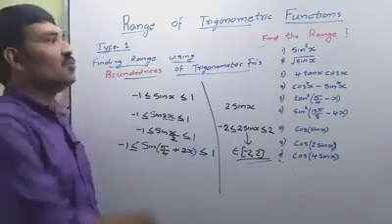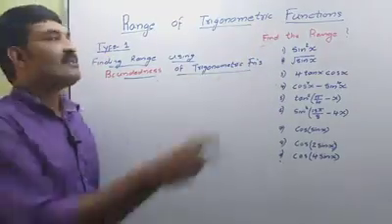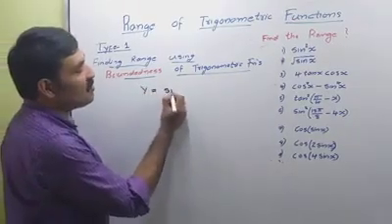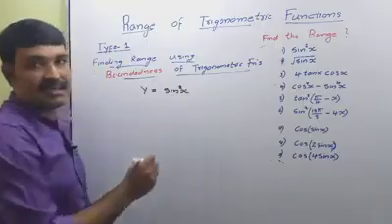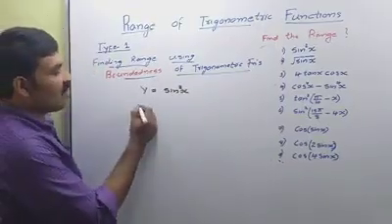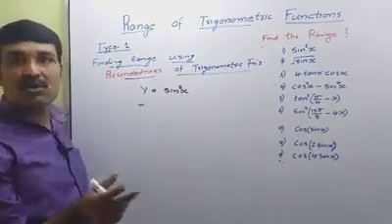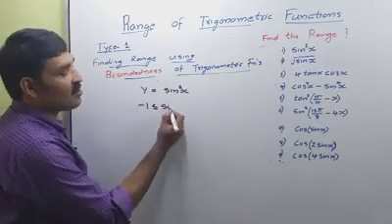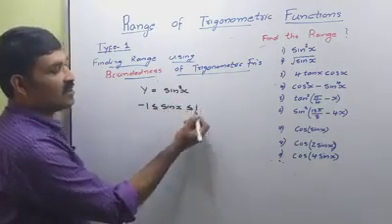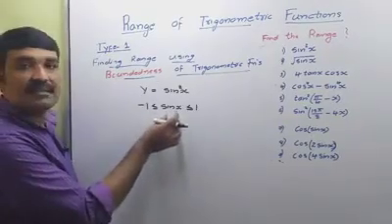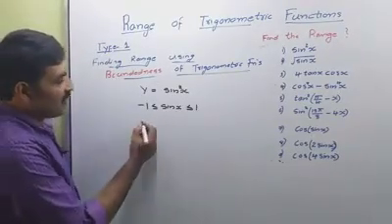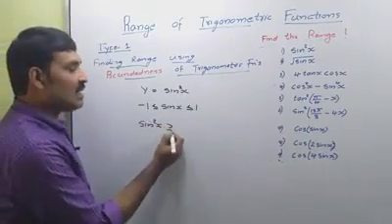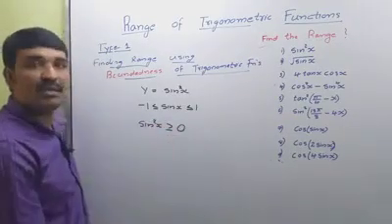Okay, now let us do these problems. Consider our first question, that is y is equal to sine square x. Since we know that the value of sine x belongs to minus 1 and 1, that is minus 1 is less than or equal to sine x, which is less than or equal to 1. Now squaring this term, sine square x is always greater than or equal to 0.